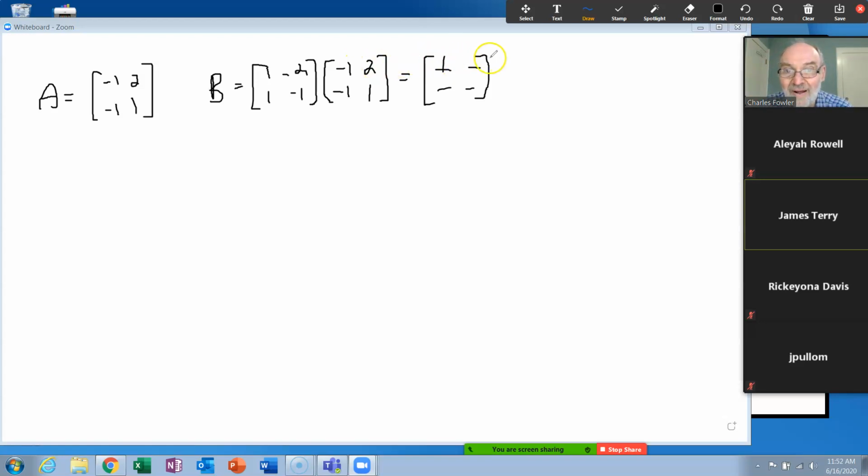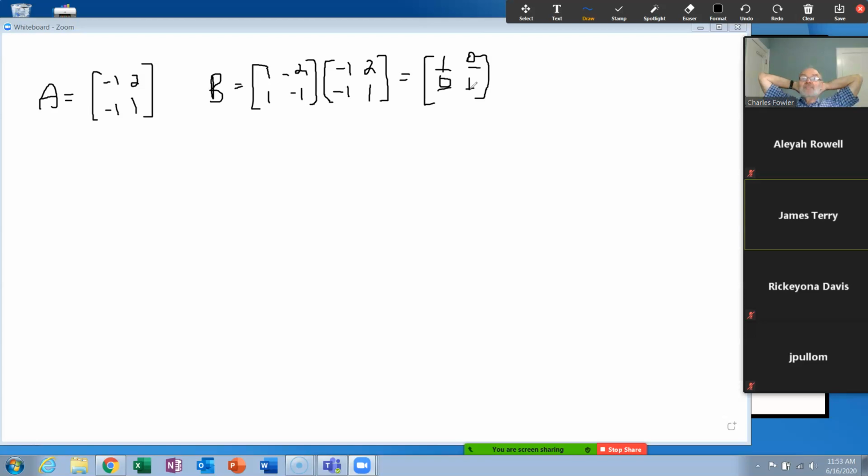Okay. So the 1, 2 entry would be what? First row here, second column there. That would be? 1 times 2 is 2, negative 2 is 0. Yep, 0. Okay, the 2, 1 entry. Second row here, first column here. And that gives you? Negative 1, positive 1 is 0. So that's looking good so far. And the 2, 2 entry would be the second row here by the second column here. And what would that give you? 2 and negative 1 is positive 1. Ding, ding, ding. Sure enough, that's the 2 by 2 identity matrix, also known as I sub 2.